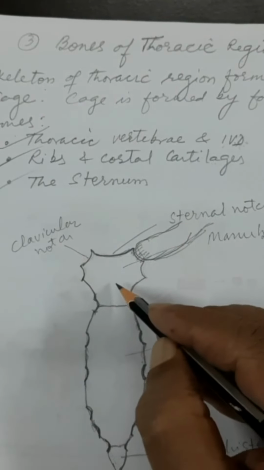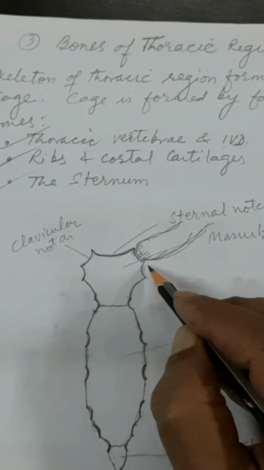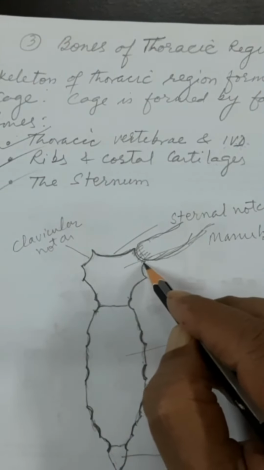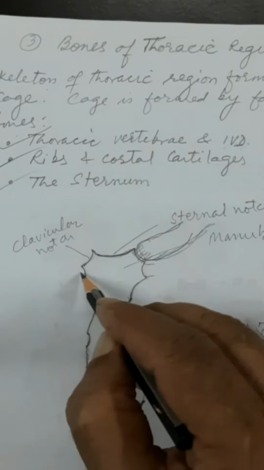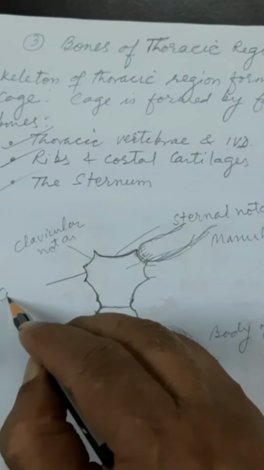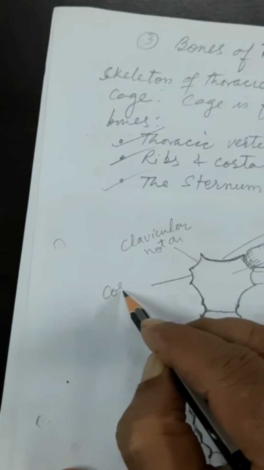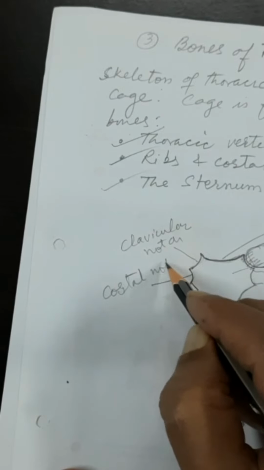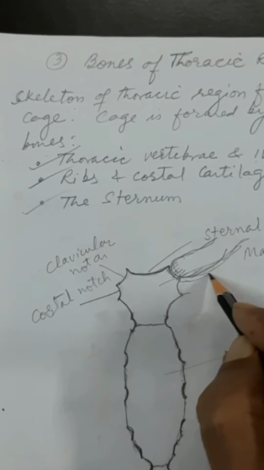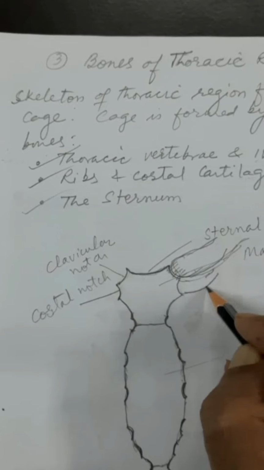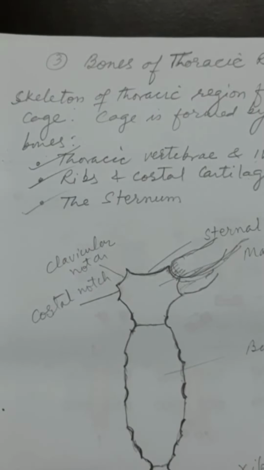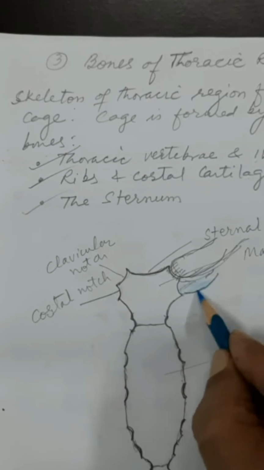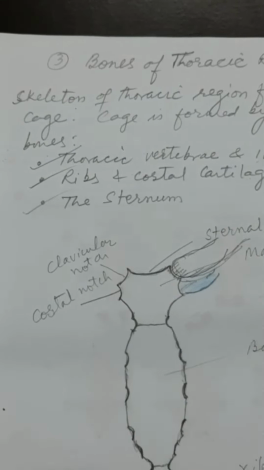Now then this manubrium is having another notch just beneath that of the clavicular notch, and this notch is called as costal notch. This is called as costal notch because it gives attachment to the first costal cartilage. Right, this here, this gives attachment to the first costal cartilage. I will just write with the blue color because it is the costal cartilage. So there will be the costal cartilage.